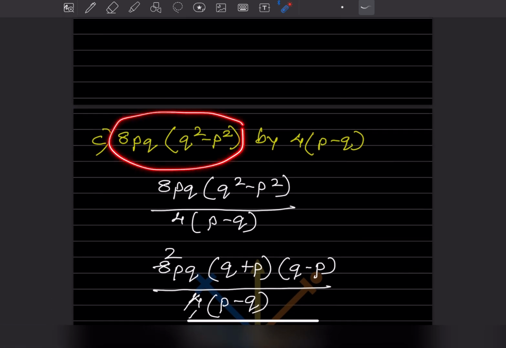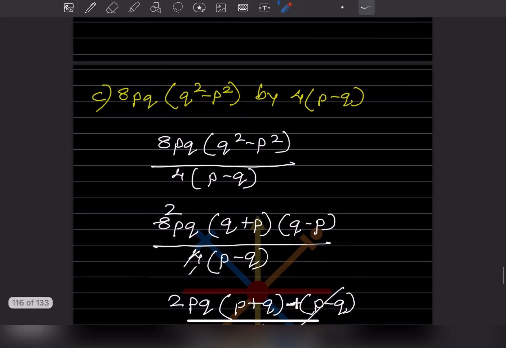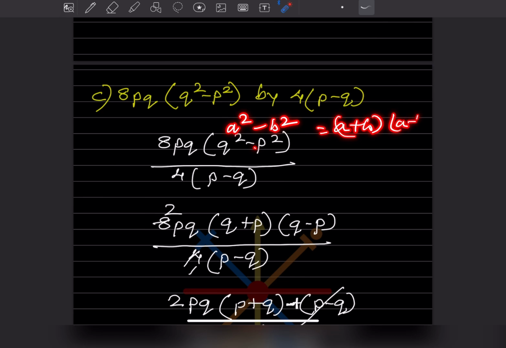Now this part we are going to divide by this one. So the same thing is written here. Here this q squared minus p squared is in the form of a squared minus b squared. That is going to be a plus b and a minus b. So the same thing is written here, this is a plus b and a minus b. So that will be q plus p and q minus p, and the rest is all the same as first.